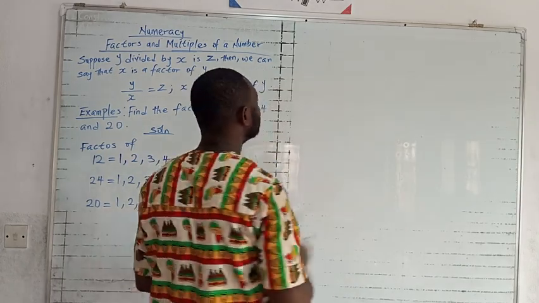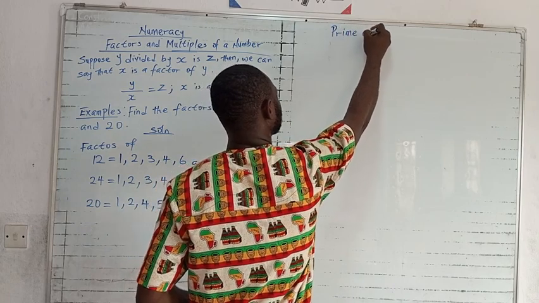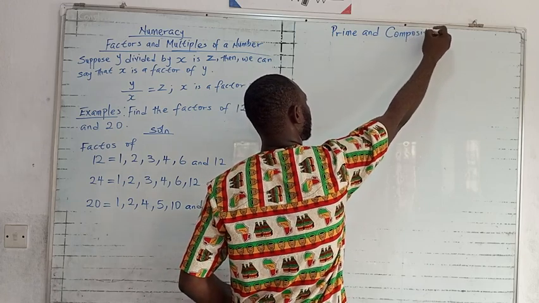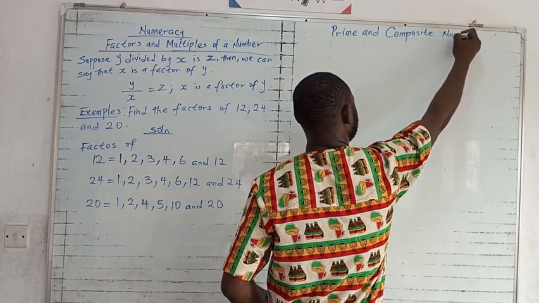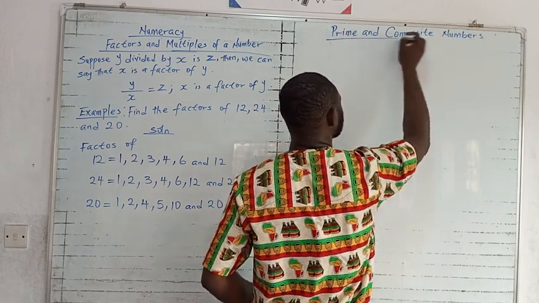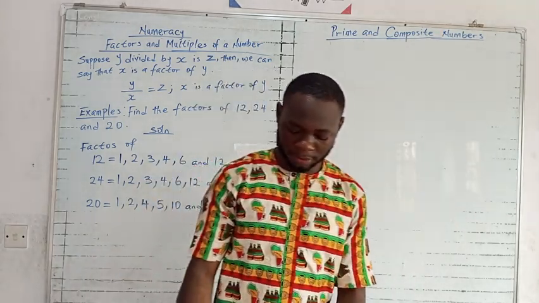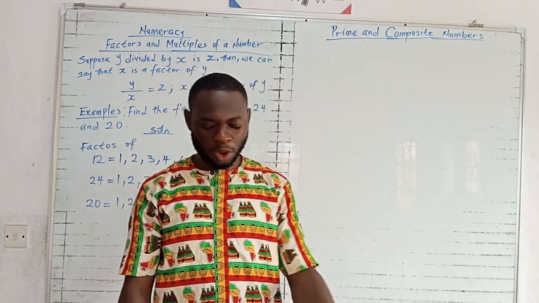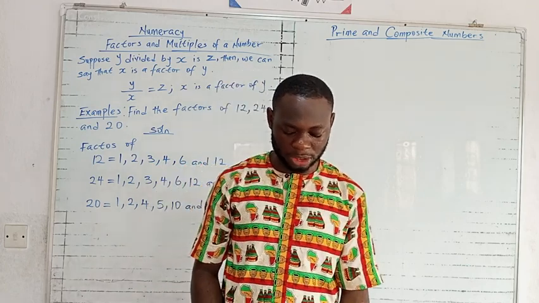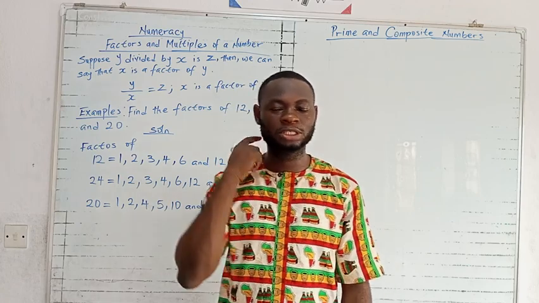Let's consider prime and composite numbers. Now, the first question here is, what is a prime number? The second question is, what is a composite number?